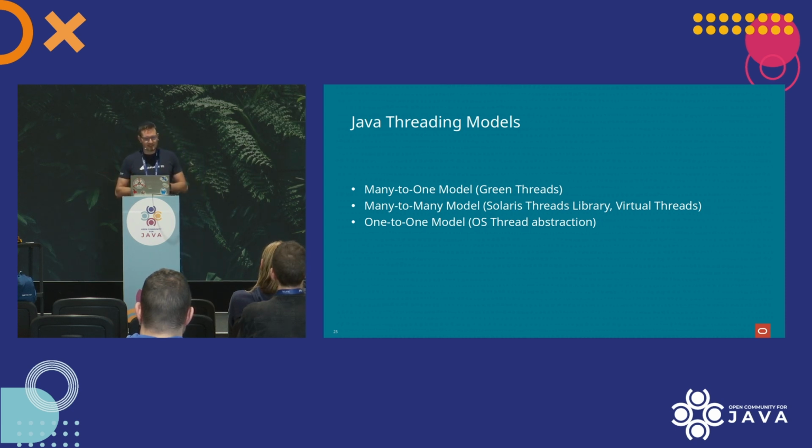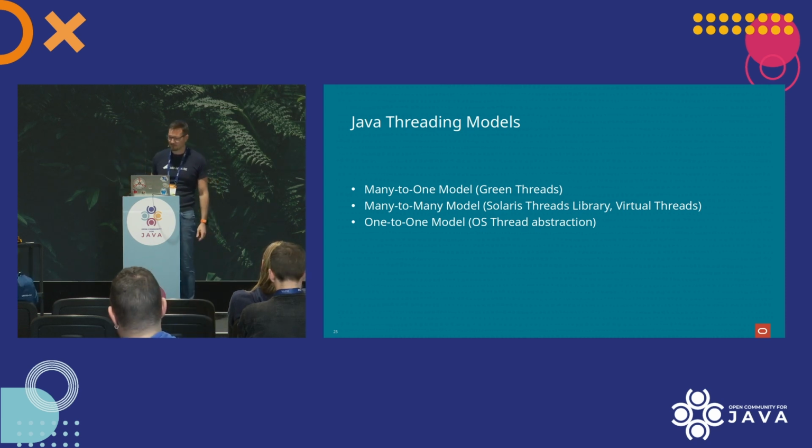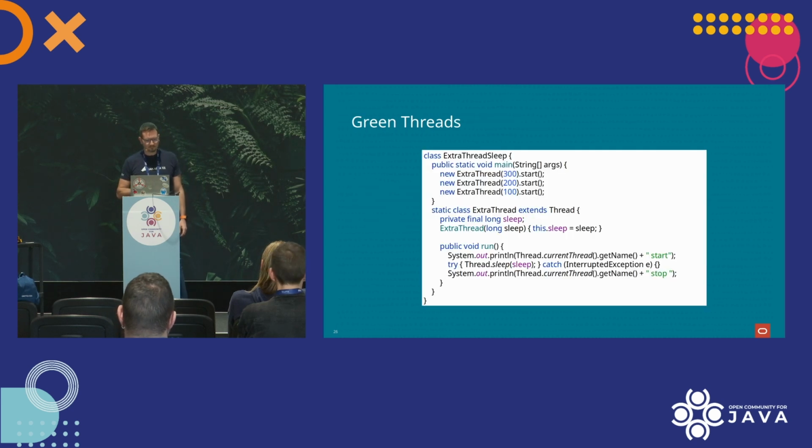There was already a Solaris threads library that was also a many-to-many model. It was one level lower. We'll get to it in one of the diagrams later. That was the same model the virtual threads are using, but not in the JDK itself. And one-to-one is the OS thread abstraction we have been stuck with for over 20 years, right? So we will try it out.